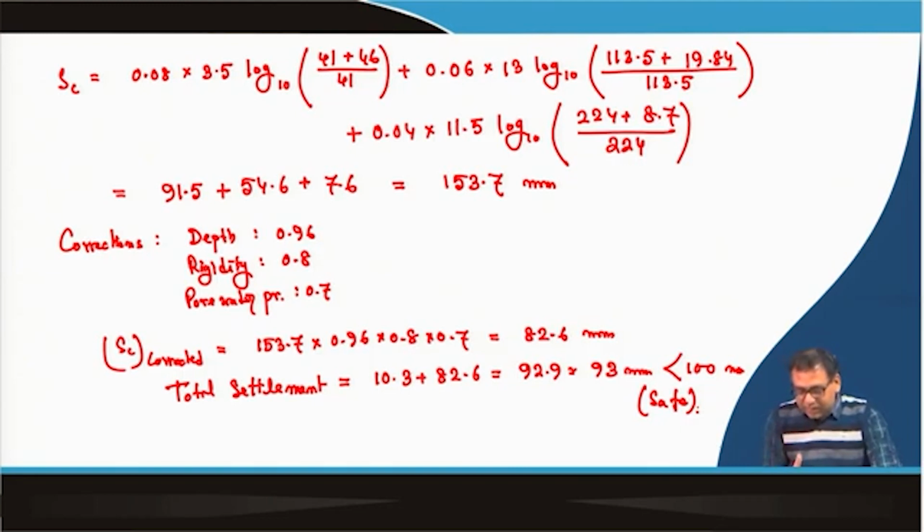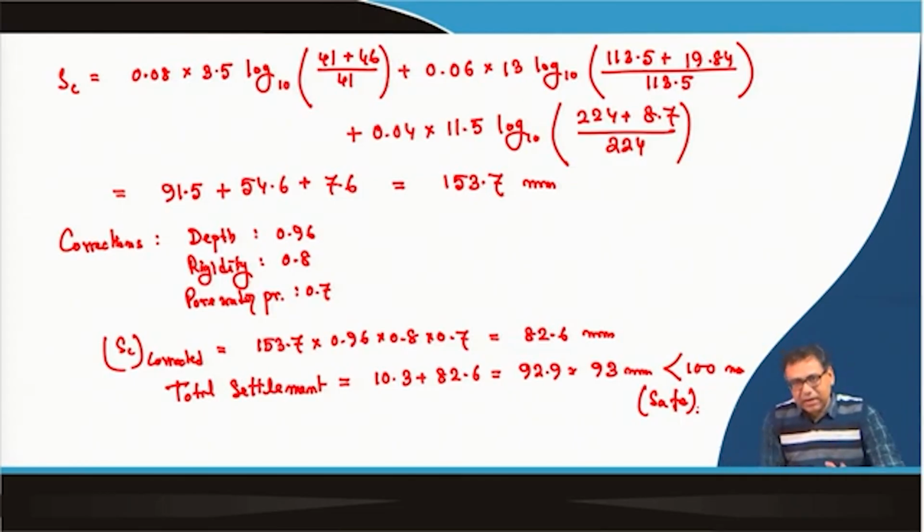Suppose this settlement is greater than 100 millimeter, then we have to again do the second trial with new dimension, and we have to check whether the footing is safe or not. That means, we have to increase the dimension in that case, and we have to check whether the foundation is safe or not against settlement.